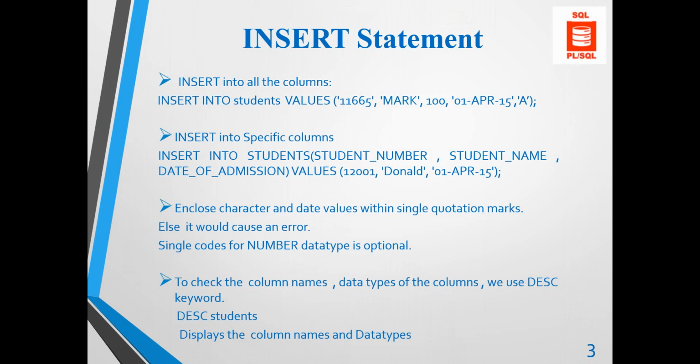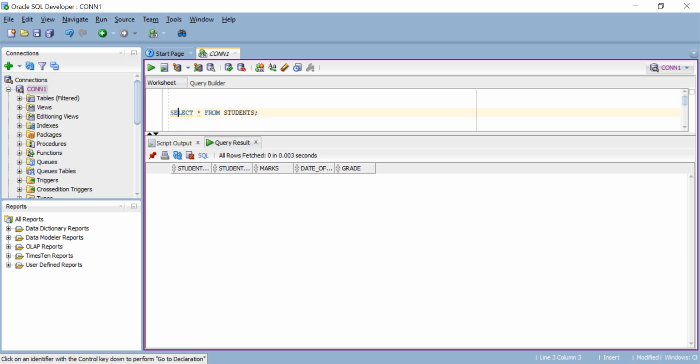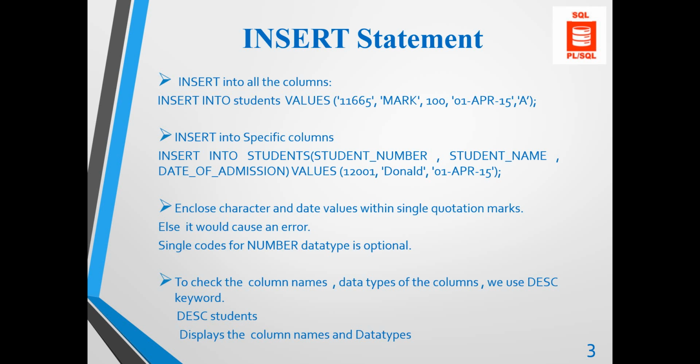In the previous video we created a table called students. Now if we check the students table, we don't have any data in it. The students table contains student number, student name, marks, date of admission and grade. There is no data now. Now we want to insert data into the students table.